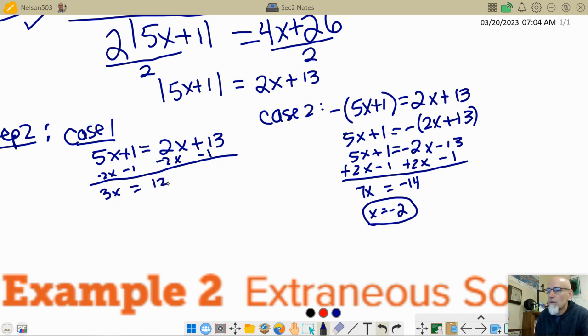And then I got a 12 over here. Now I divide both sides by 3. I'm going over this super fast, I know, but I get x equals 4. Here are my two cases. All right, now here's step 3. We got to test them out. We got to test both of these out.